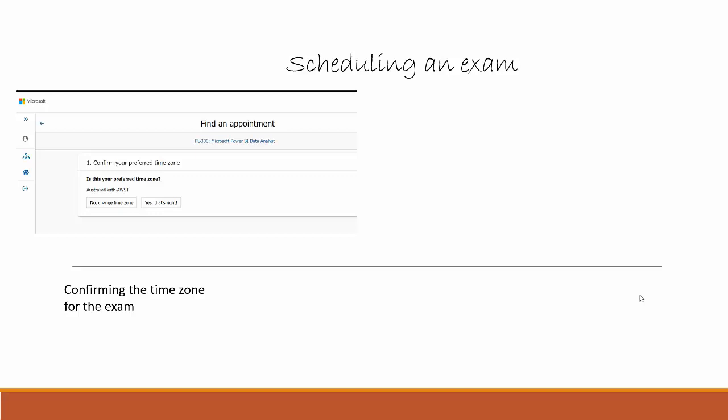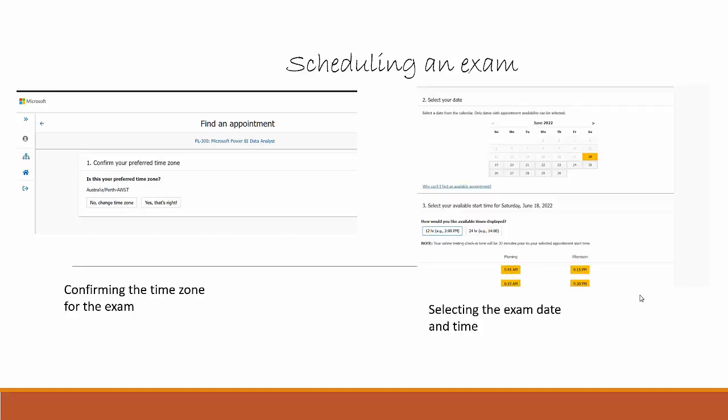And then you confirm the time zone. So which time zone are you in? When you confirm the exam time, it is according to your local time zone. So you just select the time zone that you're in. And once you've selected the time zone that you're in, you schedule the exam.